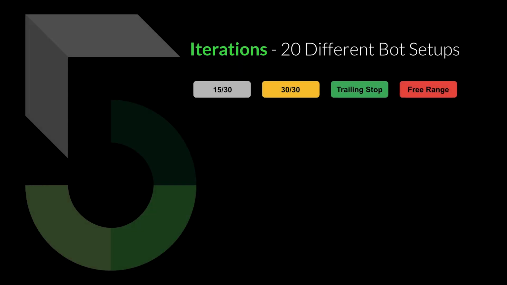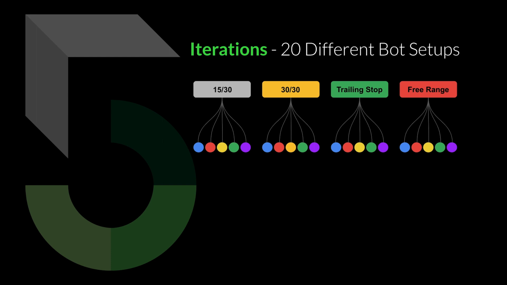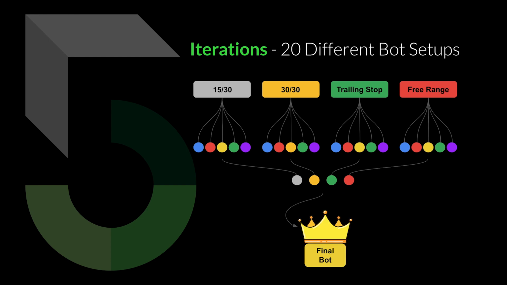A couple of weeks ago, I had the idea of testing 4 different ironfly variations, and those variations are listed here: 15-30, 30-30, trailing stop, and free range. From there, I wanted to iterate each one 5 times, so I have a total of 20 different ironfly bots running simultaneously. I would choose the best one from each iteration set and use those parameters to somehow make a final trading bot that I would use and hopefully make some passive income with options trading.